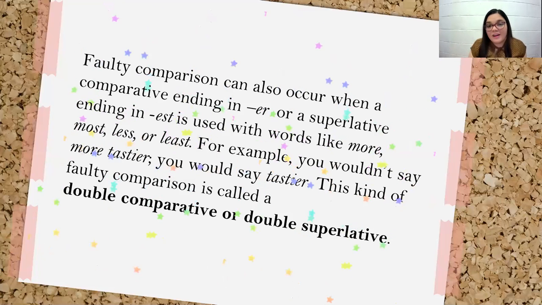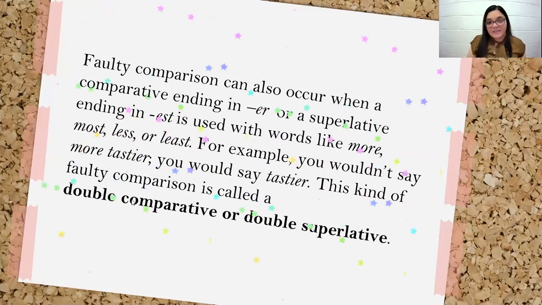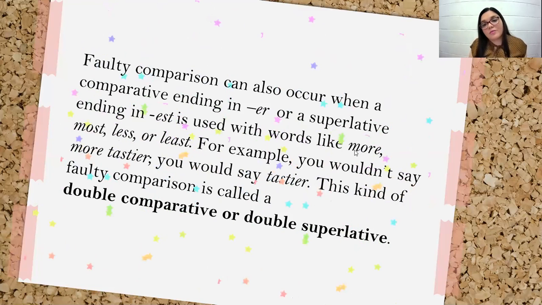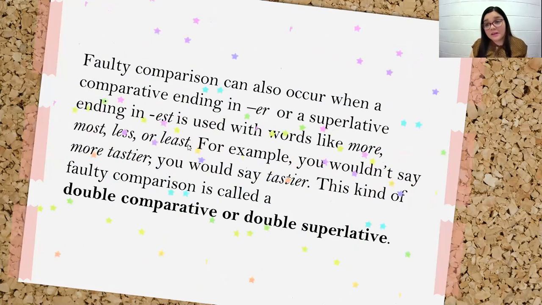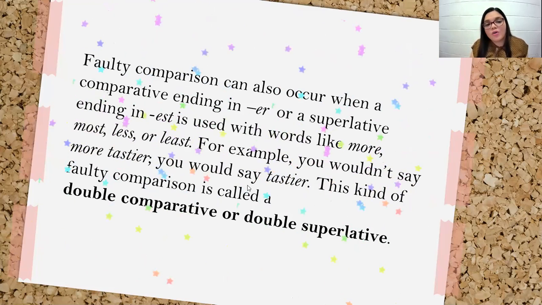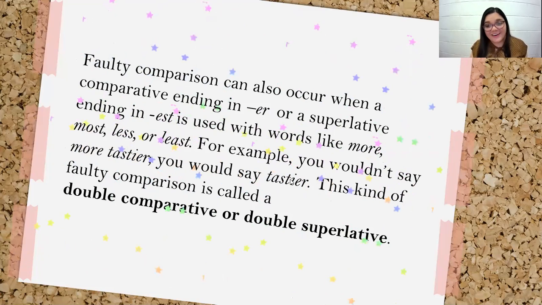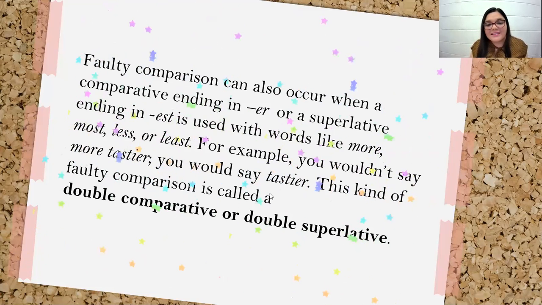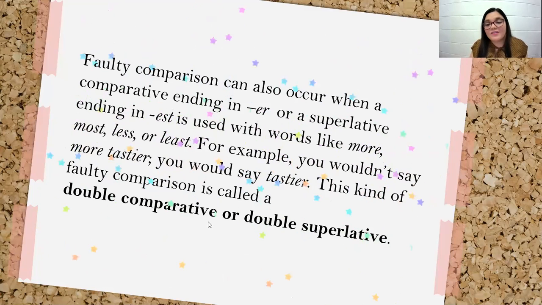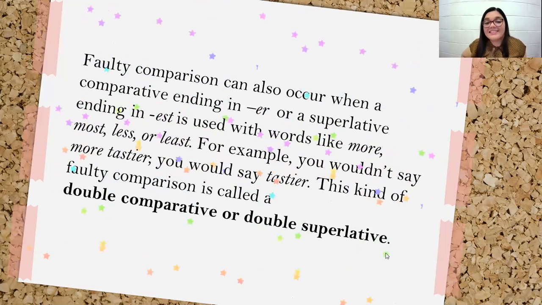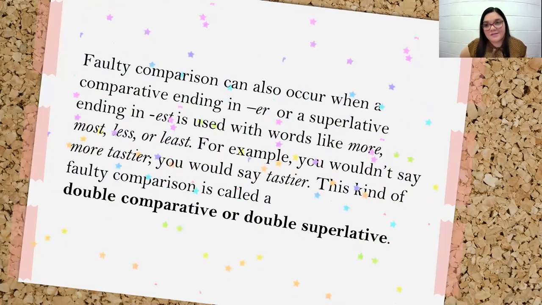Faulty comparison can also occur when a comparative ending in ER or the superlative ending in EST is used with words like more, most, less, or least. For example, you wouldn't say more tastier, you would say tastier. This kind of faulty comparison is called a double comparative or double superlative, and it happens a lot.